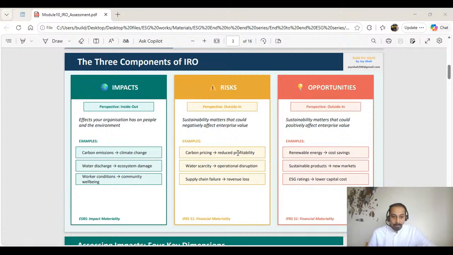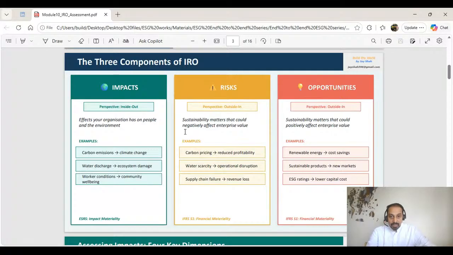which can be helpful to understand better. And impacts can be actual, they are currently happening right now, or they can be potential. They could happen based on your activities and business models. So you need to understand how it works. You need to assess both types. So that is very important for the impacts.